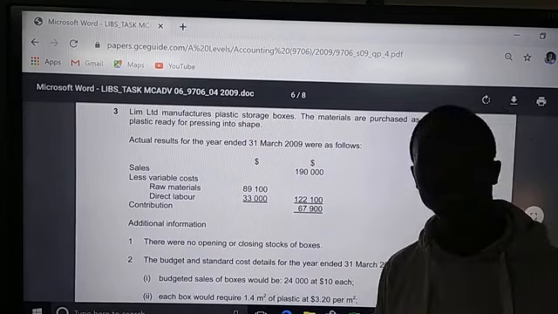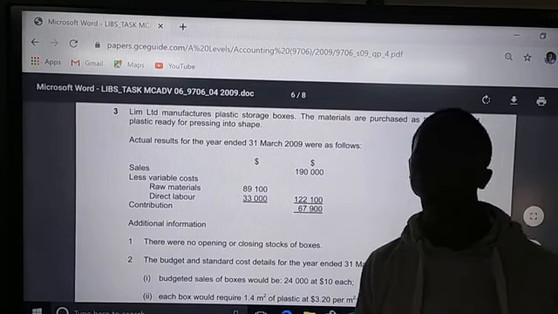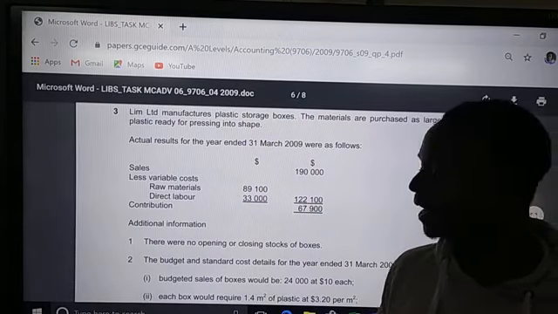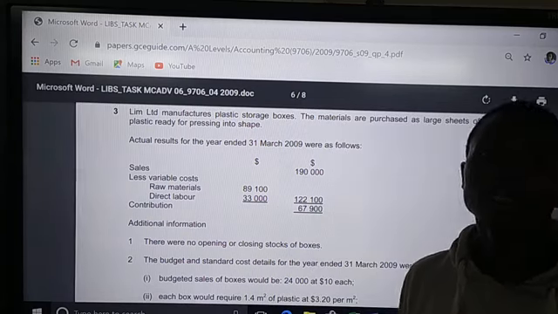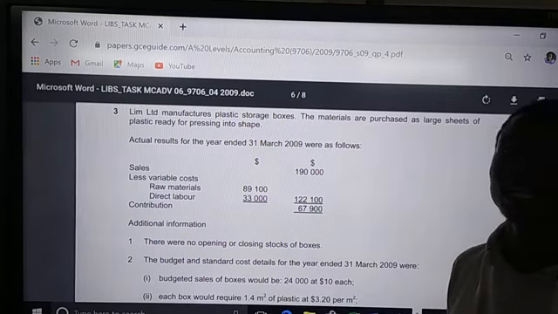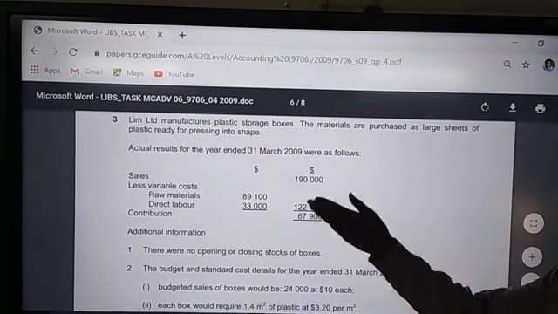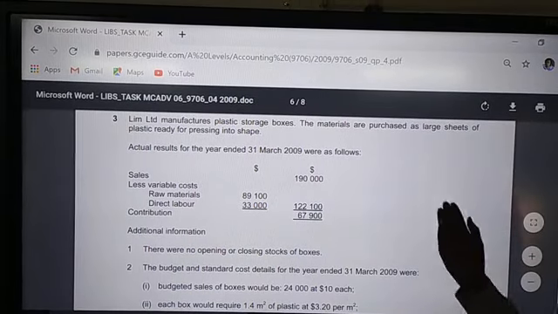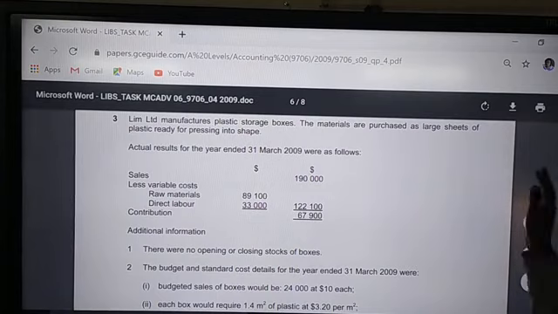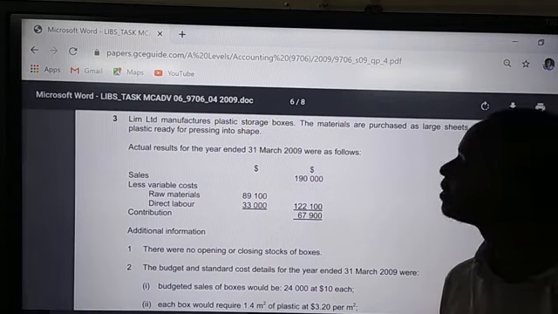In this video, I'm going to show you how to calculate variances: the sales variances, the direct material variances, and the direct labor variances. So this is the question. Lim Limited manufactures plastic storage boxes. The material is purchased as large sheets of plastic ready for pressing into shape.